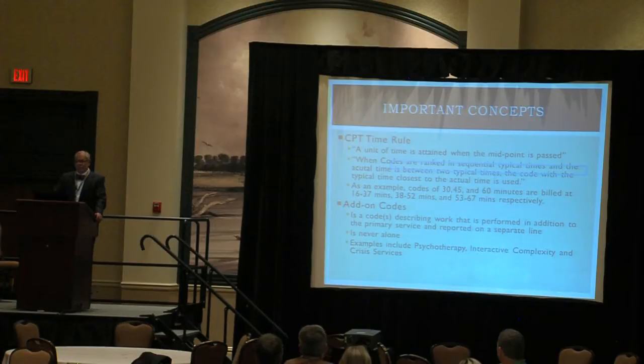An add-on code is a code describing work performed in addition to the primary service and is reported on a separate line. Add-on codes are never billed alone. Examples include psychotherapy with an E&M service, interactive complexity with either psychotherapy or with an E&M service, or crisis services.